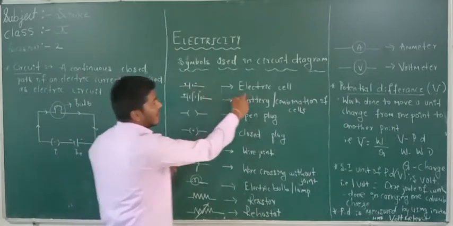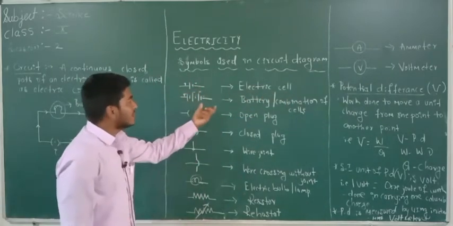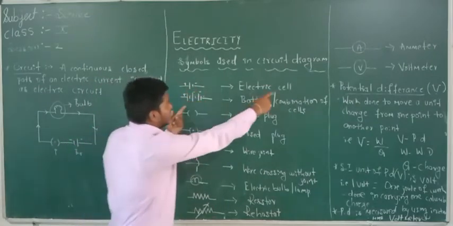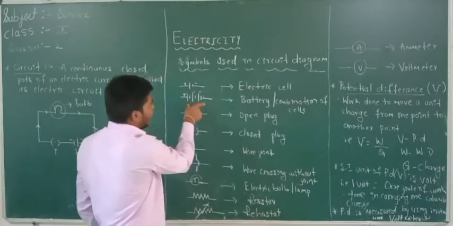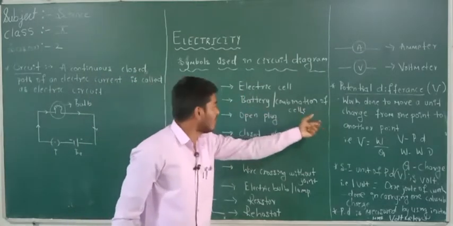This first symbol represents an electric cell. Then see the second one. Here is the combination of cells. Here 2-3 electric cells are there. Then it represents a battery, or a combination of cells.